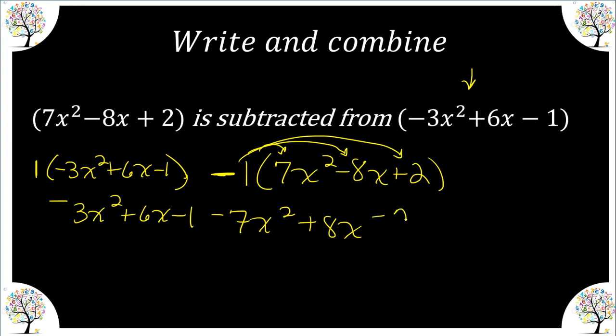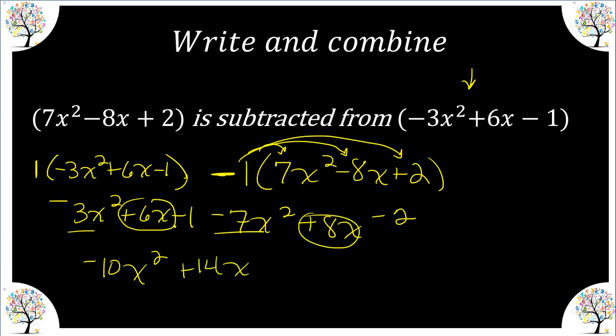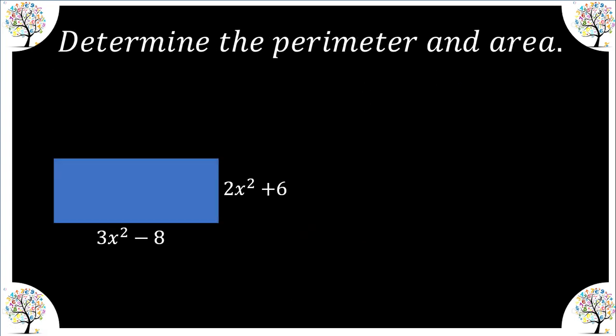And now we can just combine. So I'm going to combine my quadratic terms. That gives me negative 10x squared. My linear terms give me plus 14x, and then my constants, negative 1 and negative 2, are going to give me negative 3. So I have a quadratic trinomial.